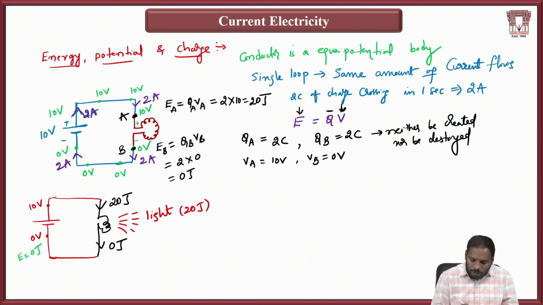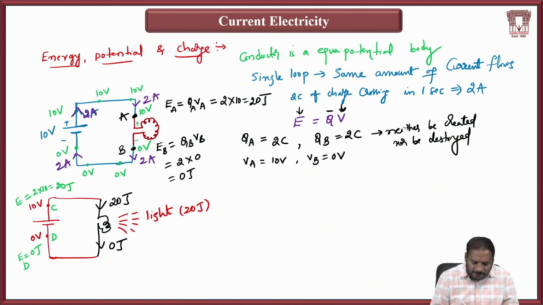That is QV. V is 0, right? So here, what is the energy at this point? It is equal to QV. QV is how much? 2 into 10. How much? 20 joules. Okay, so for better understanding, I'll consider this as C and this as D.